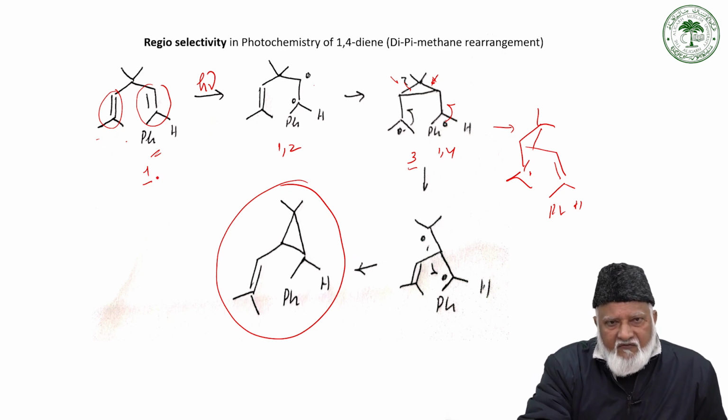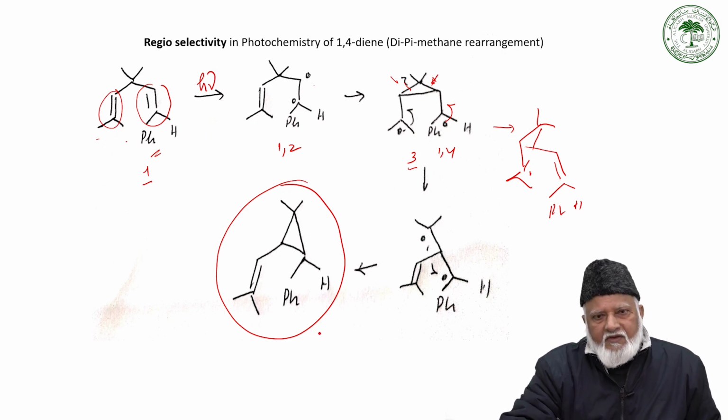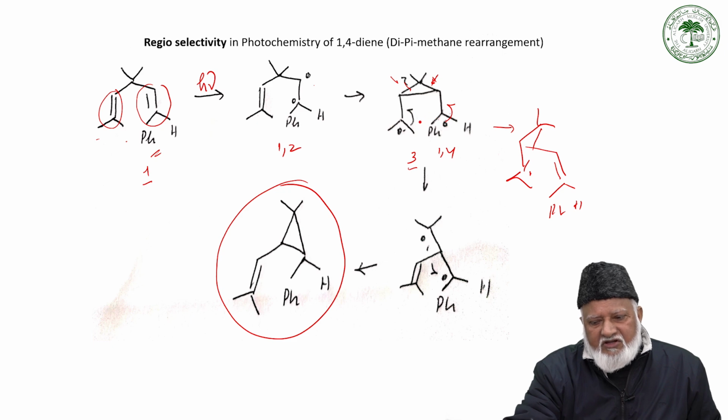So when we have an unsymmetrical alkene in a 1,4-diene where there is a possibility of formation of two products, it exclusively gives one product in major amount. So this is the beauty of this rearrangement, and that's why this rearrangement has attracted a lot of attention and several examples of these systems have been tried.